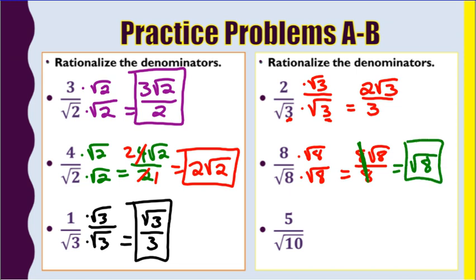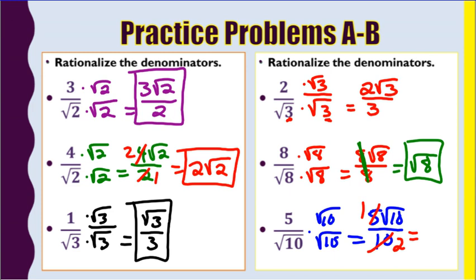And the last one here, we got the square root of 10 times the square root of 10 gives us 10. Multiply by the square root of 10 in the numerator, and we get 5 square root of 10. Simplify, divide a 5 here and get 1. 10 divided by 5 is 2. So my answer would be square root of 10 divided by 2.